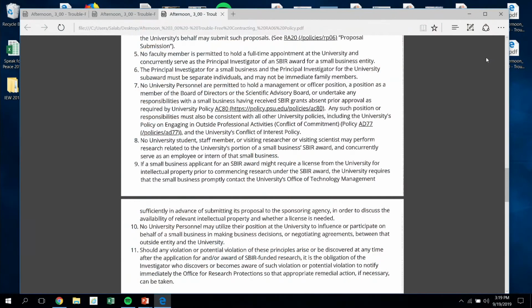We'll skip down to general principle number 5. This is right from the federal regulations. The SBIR programs require that the PI for the small business be a full-time employee of the small business. General principle number 6 basically says that the PIs can't be the same person because the PI for the small business must be a full-time employee of the small business.